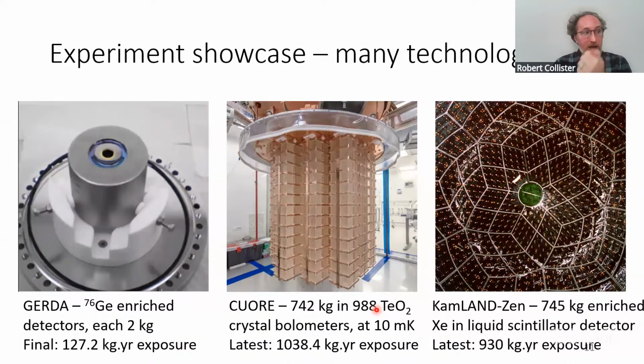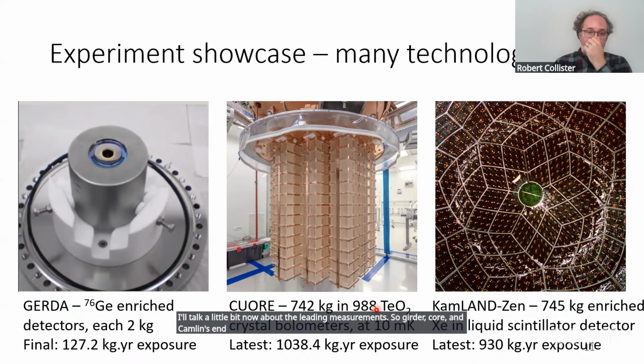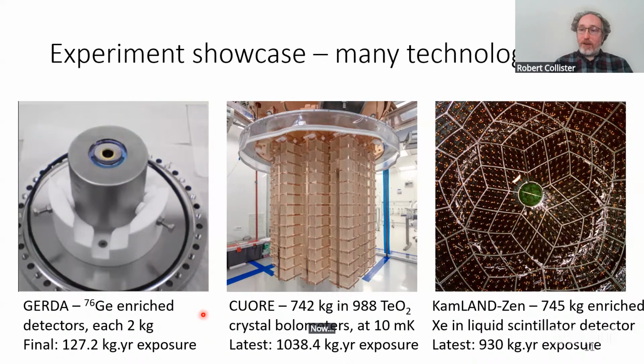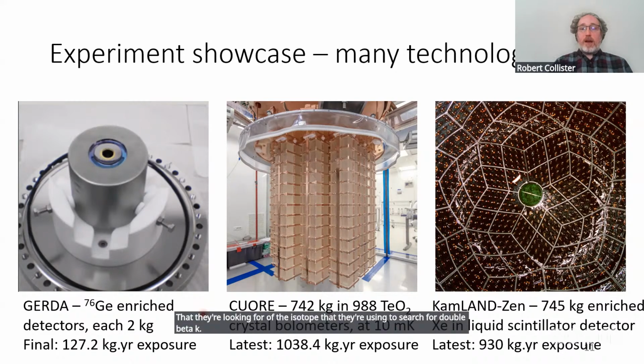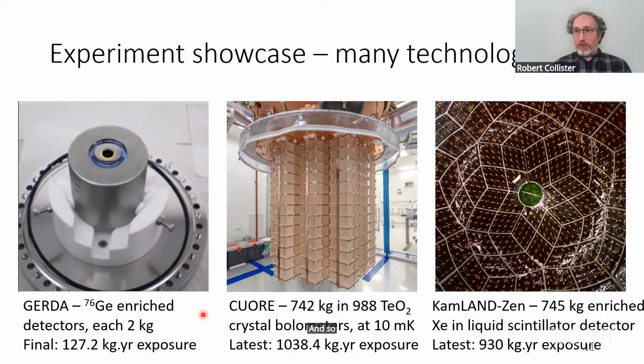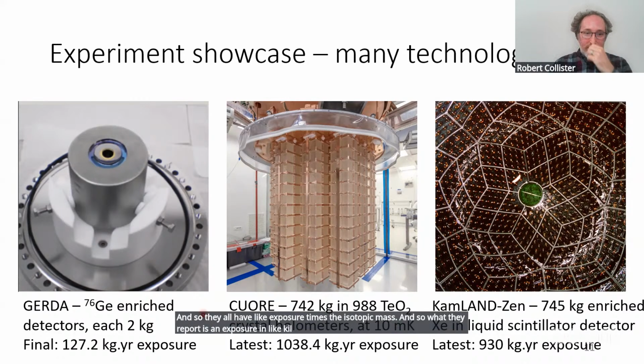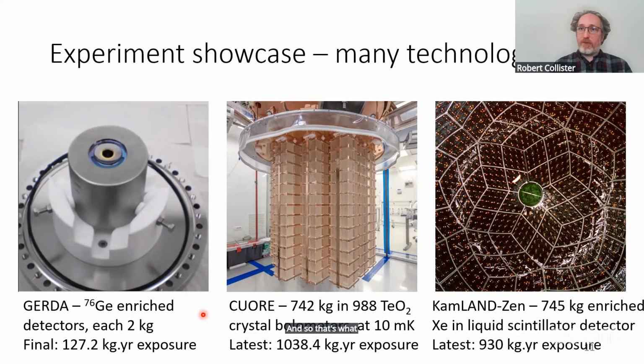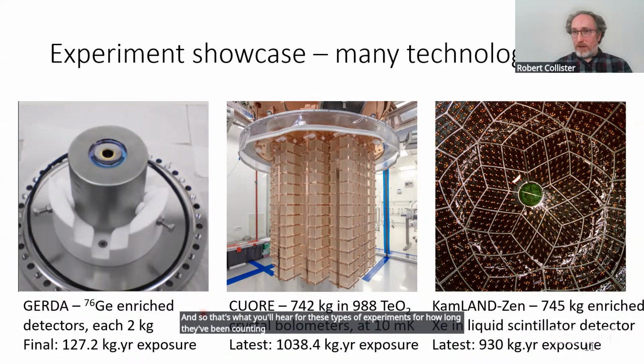I'll talk a little bit now about the leading measurements: GERDA, CUORE, and KamLAND-Zen. So they involved a few hundred kilograms of the isotope that they're using to search for double beta decay. And so they all have exposure times the isotopic mass, and what they report is an exposure in kilogram-years. That's what you'll hear for these types of experiments, for how long they've been counting times the mass of their detector.